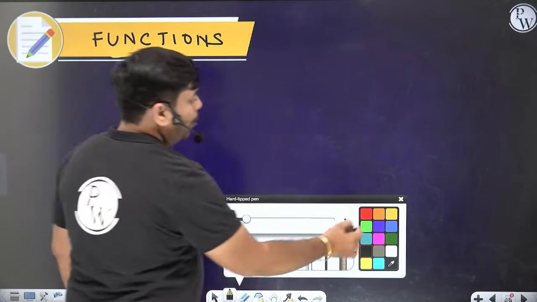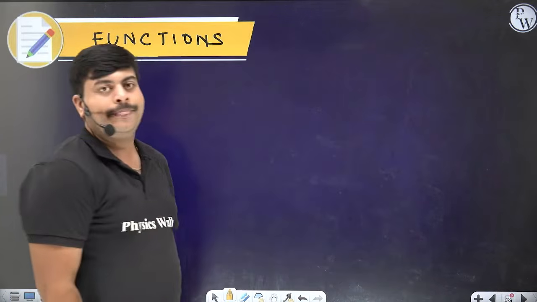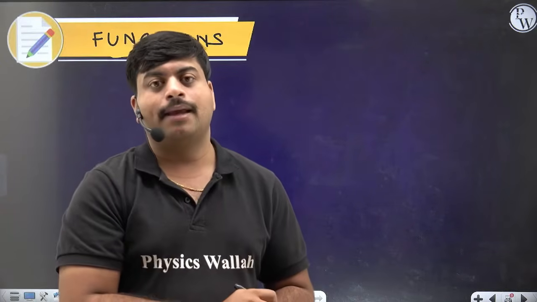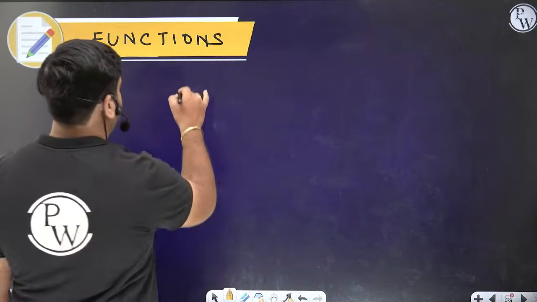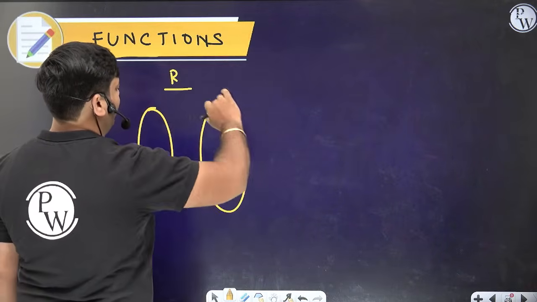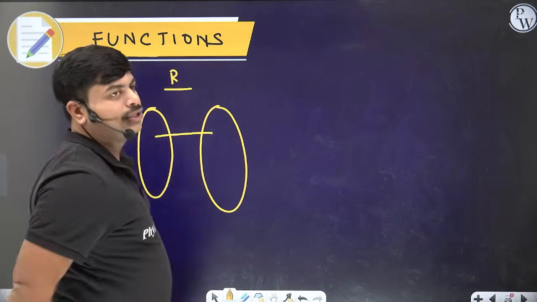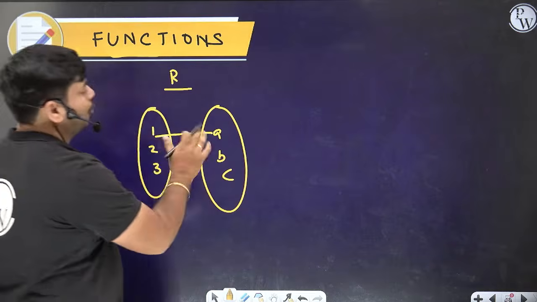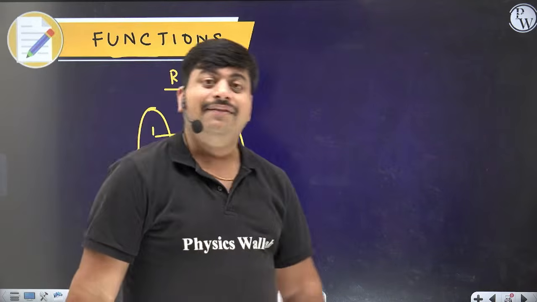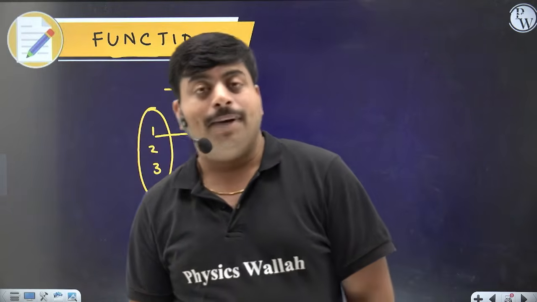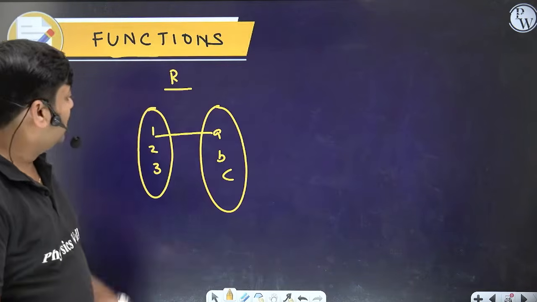So what is this functions all about, people? What is the difference between a relation and a function? Now tell me. See, in a relation, any mapping between A and B is considered a relation. You can have 1, 2, 3, you can have A, B, C. From 1 to A, it is a relation. Good. Even if nothing is there, you can say it's an empty relation. Fine. But in a function, that is not correct.